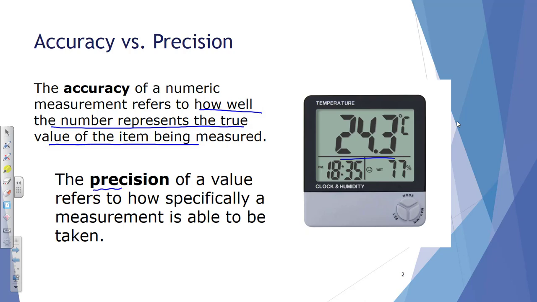Precision, on the other hand, is a measure of how specifically you're taking your measurement. So the temperature of 24.3 degrees, we can look at it and say, okay, yeah, it's fairly precise. 1/10 of a degree, that's pretty particular, but we would hope that it is accurate as well and that the room actually is about 24 degrees. So let's take that a step further and discuss what that actually looks like.